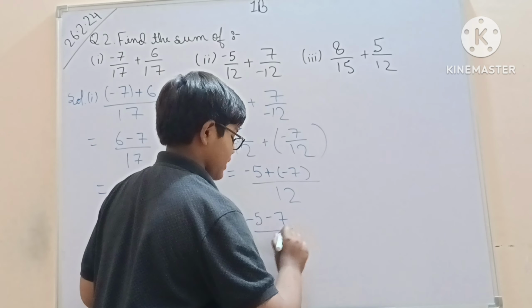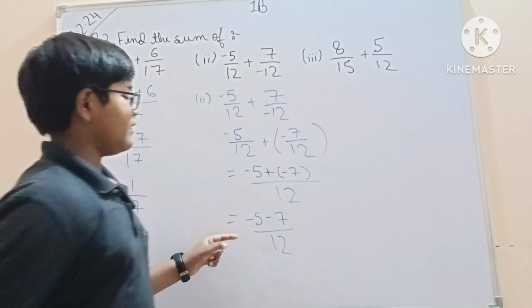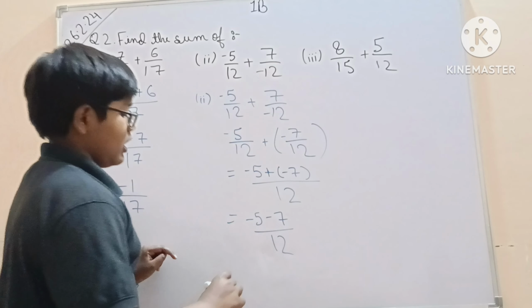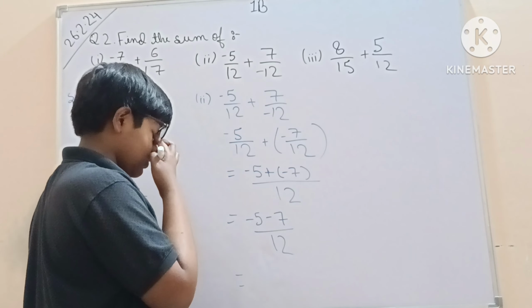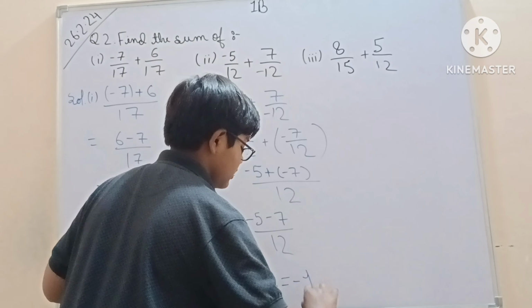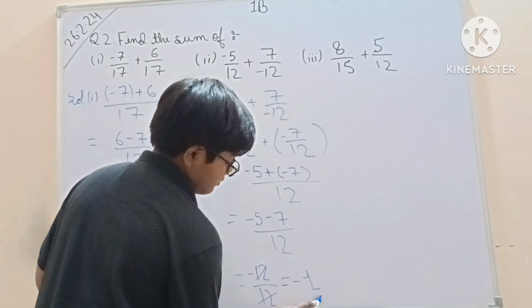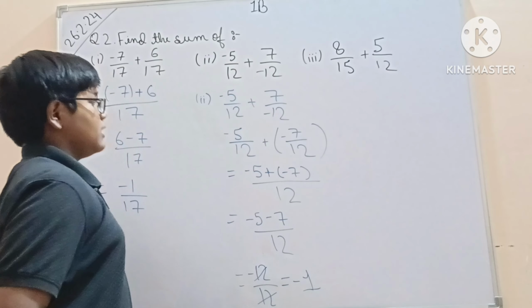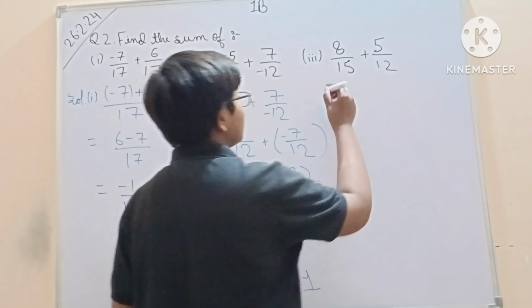Minus 5 minus 7 divided by 12, and if there is minus on both the sides, the values will be added, but the answer will acquire the sign of negative because negative is dominating here. Now 12 and 12 will get cancelled and the answer will become minus 1. Minus 1 is the answer. Now we are moving to the third part.